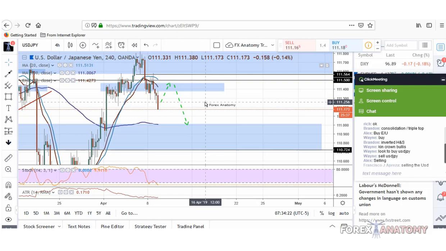You always want to wait for price to get to key levels or key zones that would be optimal trade entry zones. So in this case, we see the US dollar Japanese yen sliding lower. Will we miss out on this opportunity? Probably. There's a likelihood that we could miss out on this particular setup that we've been waiting for. But that's okay.